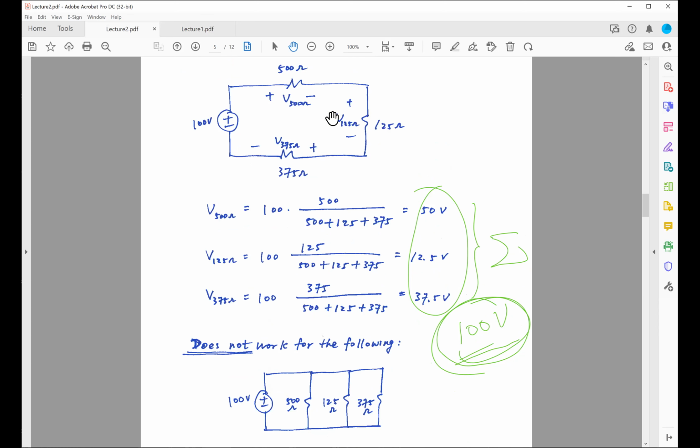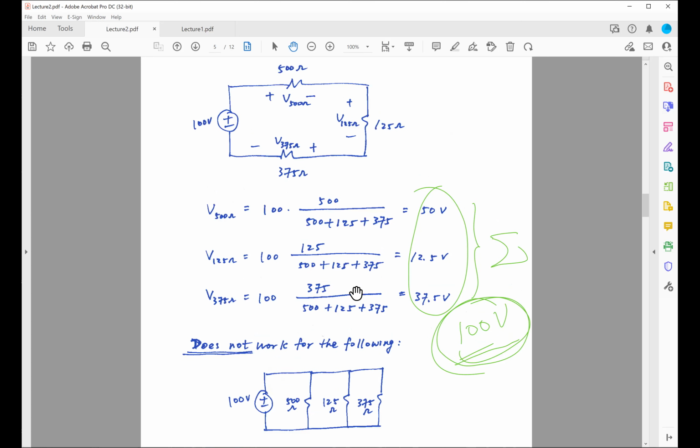If I change the question a little bit, instead of putting all these resistors in series, now I'm going to put them in parallel. Even though we have not formally talked about circuits in parallel, you can kind of visualize that all these elements are connected in parallel. I have 100 volts here, and instead of connecting these resistors in series, I'm going to put them this way: 500 ohm in parallel with 125 ohm, and in parallel with 375 ohm.